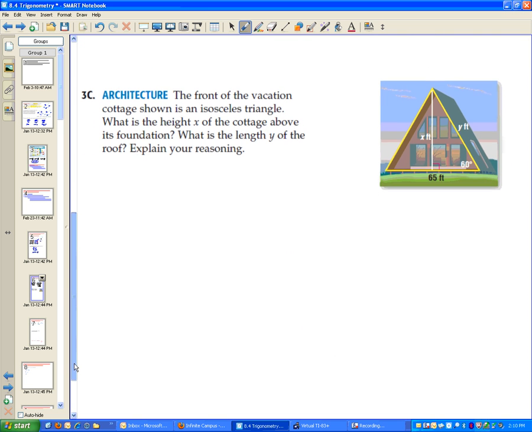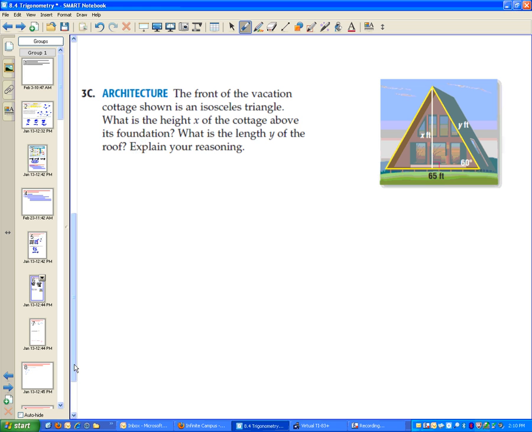All right, let's look at 3C. Still here on page 564. Says the front of the vacation cottage shown is an isosceles triangle. What is the height, x, of the cottage above its foundation? What is the length, y, of the roof? Explain your reasoning. All right, so what we have here is that triangle, and look what that angle measure is. It's 60. We've got a 30, 60, 90.